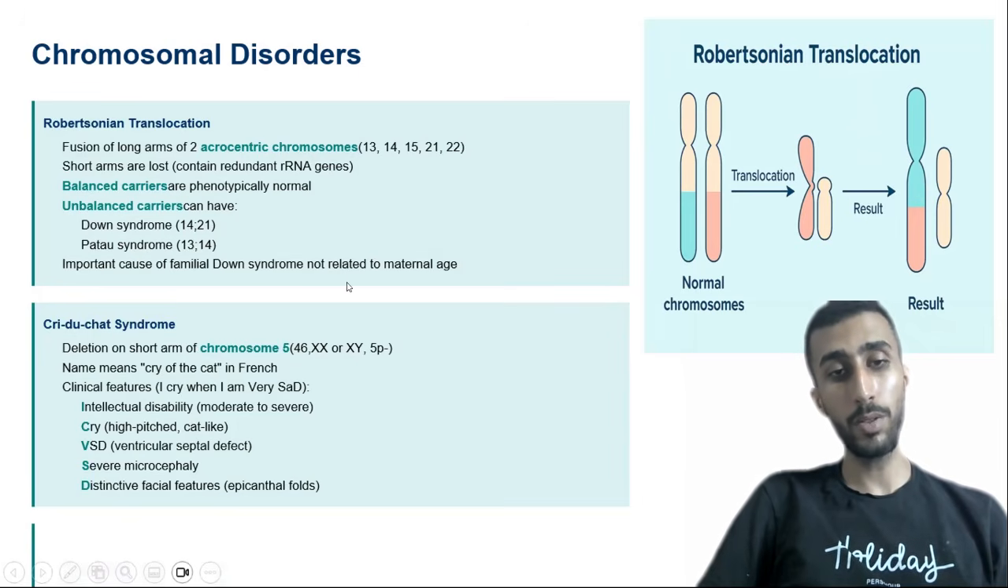Important because of familial Down syndrome, not related to maternal age. Remember, meiotic non-disjunction occurs more in advanced maternal age, but this is not related to the age. They are like 4% of the cases, but they are not related to age.